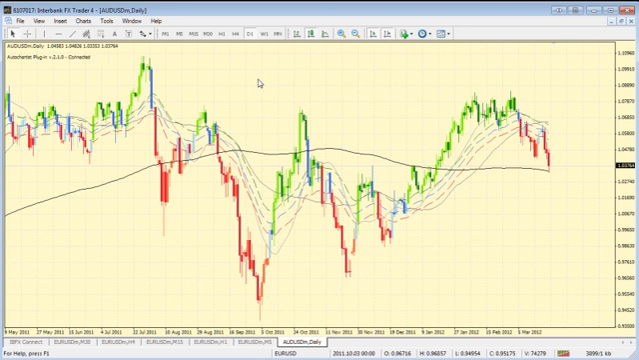Three different views: trending, flat, transitional. Now we have two kinds of transitional markets. We had a Euro US dollar that's basically transitioned into a flat sideways range. Here we have a market that's transitioned into more bearish sentiment and momentum. Do we have any questions?